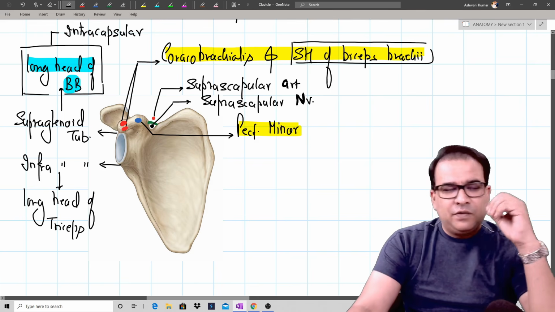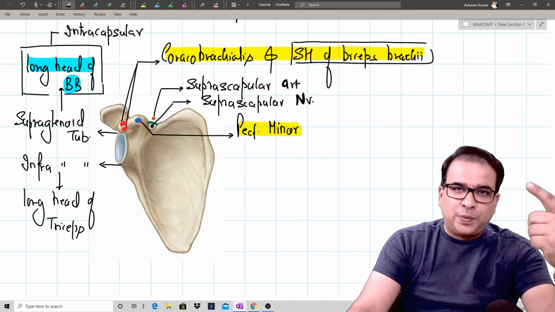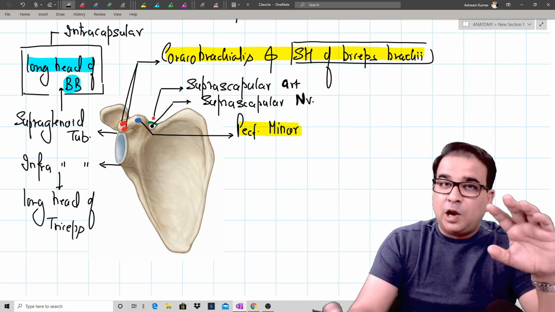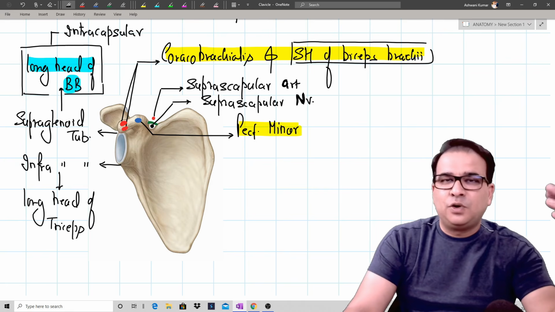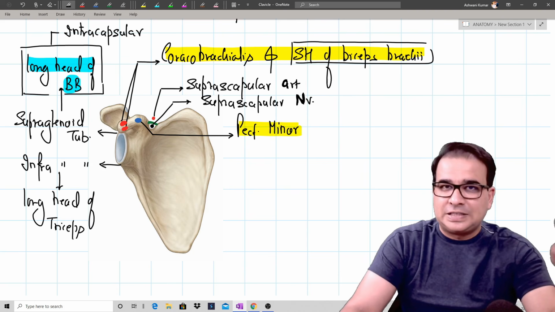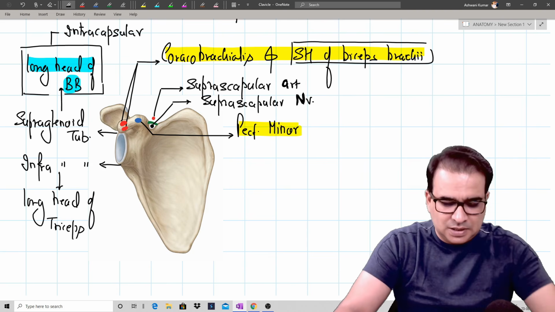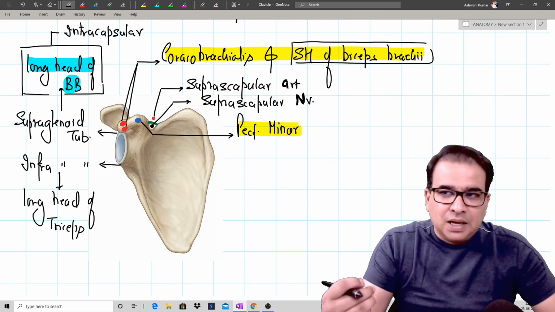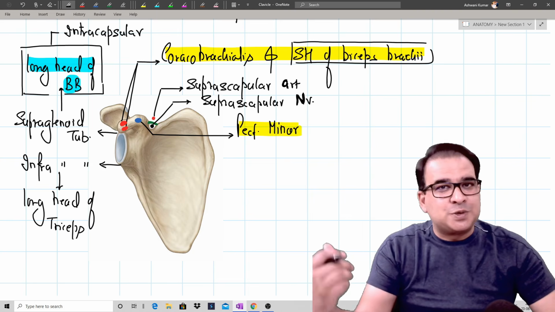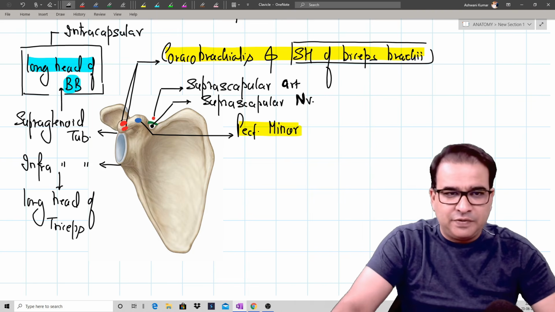So remember one thing, when you're looking at the glenoid cavity, the supraglenoid and infraglenoid tubercles are for the long heads. Supra is for the biceps and infra is for the triceps. Long head of biceps, long head of triceps. Triceps having 3 heads, the remaining 2 heads will originate from the posterior surface of the humerus, which we will see eventually.